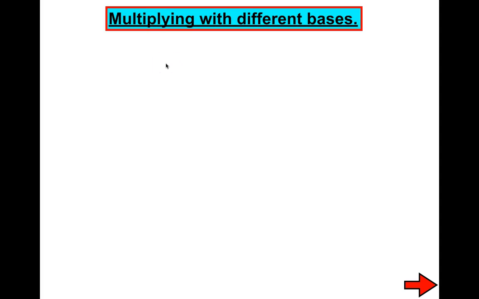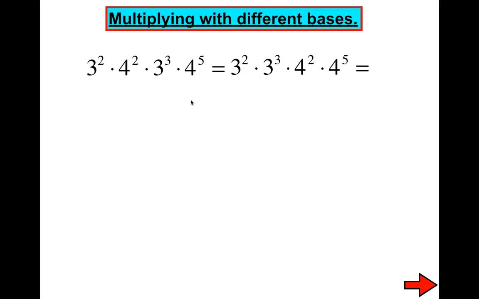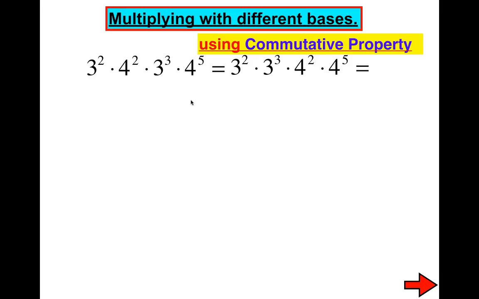So what if we're multiplying with different bases? Like this. Now we're dealing with the base of a 3 and a base of a 4. What should we do first? Well, first of all, we should restructure it so that the 3s are together and the 4s are together. What allows us to do this is the commutative property. Whenever we're multiplying or adding, we could rearrange the numbers and that won't affect the final outcome of what it actually equals.